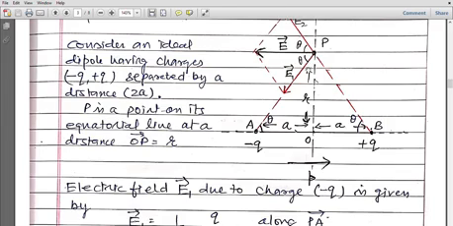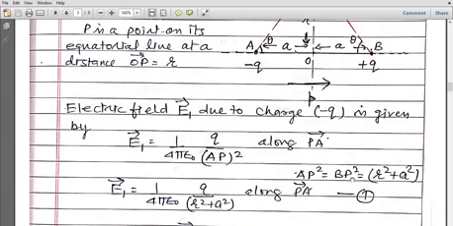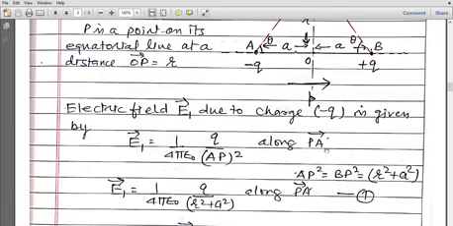In triangle AOP, AP is the hypotenuse, and in this triangle BP is also the hypotenuse. This is the base, this is the perpendicular, so the hypotenuse can be calculated using the Pythagoras theorem. So AP square is equal to BP square, and this is equal to the square of the base plus the square of the perpendicular. So what is AP square? This is R square plus A square. Direction is from P to A. So the direction of electric field is from P to A.